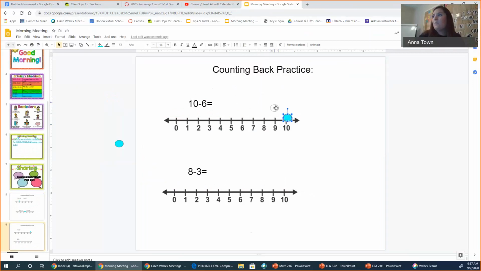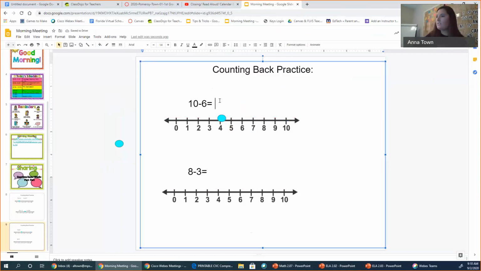Let's count. 1, 2, 3, 4, 5, 6. Where do we end up? At the 4. So 10 take away 6 is 4. How we make this an addition equation is take our parts, 6 plus 4, they become our addends, and then our sum is our whole, which is 10. So it's 6 plus 4 equals 10. Remember, in subtraction, it's whole, part. Addition, it's part, whole.